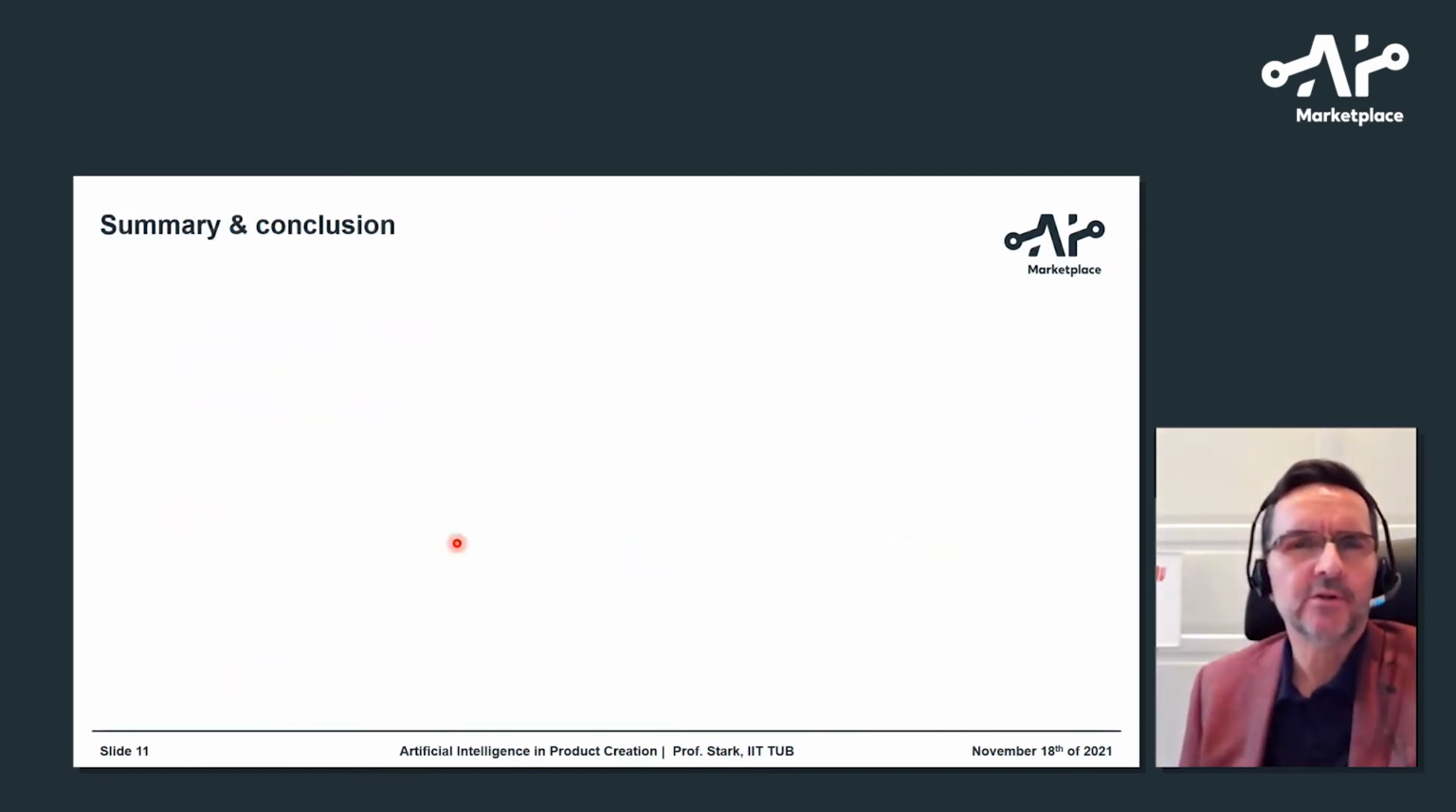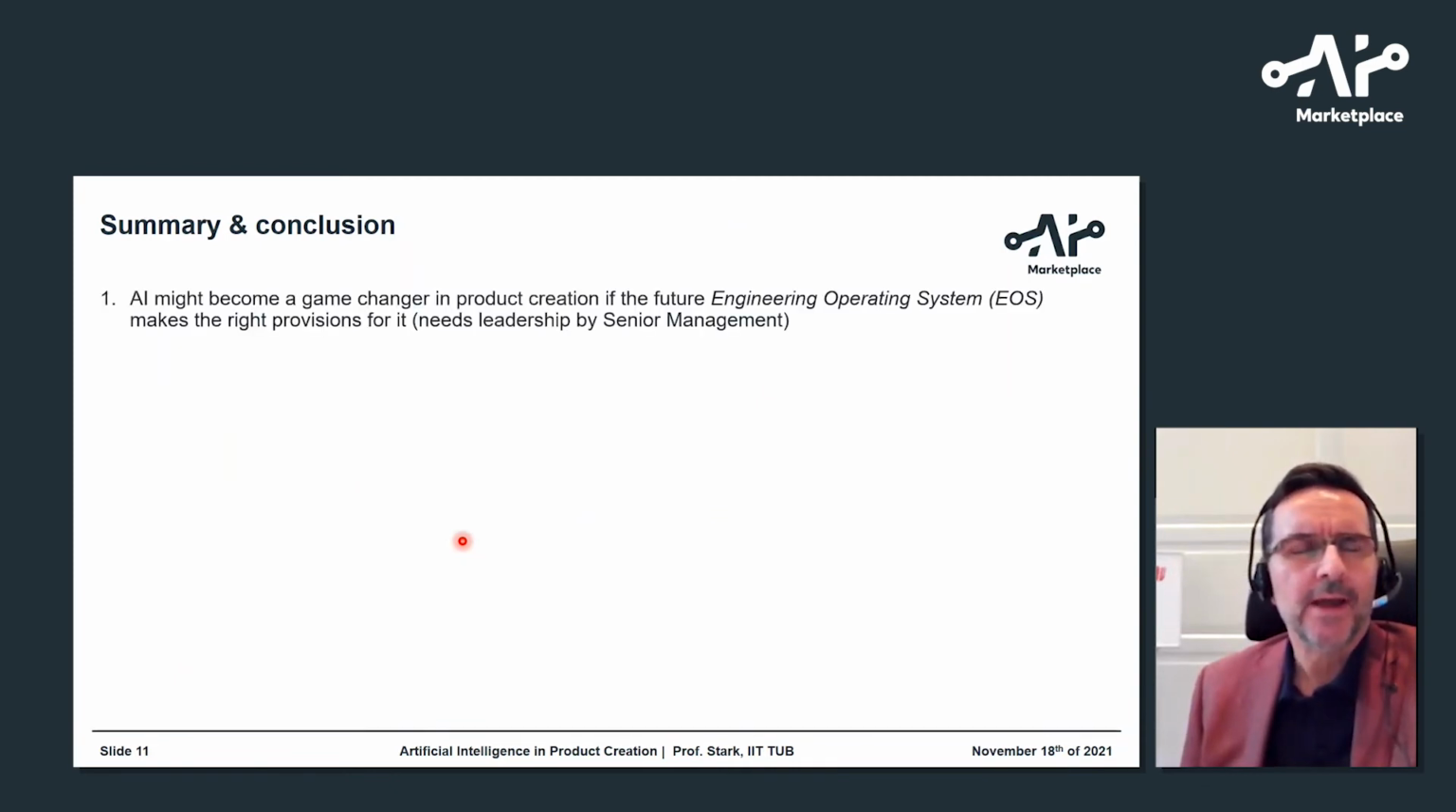So let me summarize and conclude my impulse here to the AI Marketplace event today. So AI might become a game changer in product creation if we can really tweak and change our engineering operating system to make the right provisions for it. And we need to do that together with senior management, because to change conventional operating processes in engineering is not that simple, as most of you know.